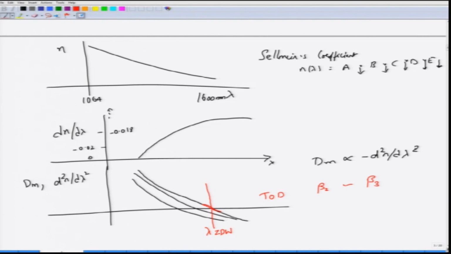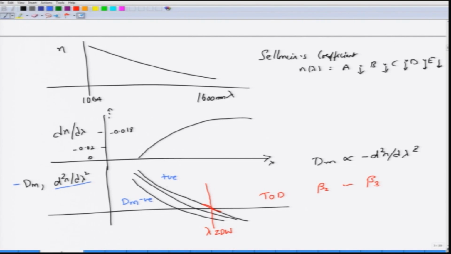Now the other interesting part that you have to observe here is that in this region, that is below the zero dispersion wavelength, d square n by d lambda square is actually a positive quantity, right. Because this is positive, Dm actually is negative, right. So I should write this not as Dm, but rather as minus Dm, because Dm is proportional to minus d square n by d lambda square. So where d square n by d lambda square is positive, Dm is negative.